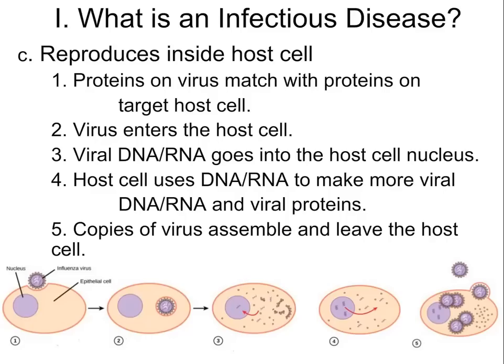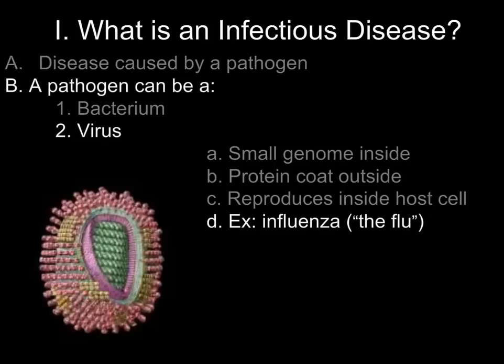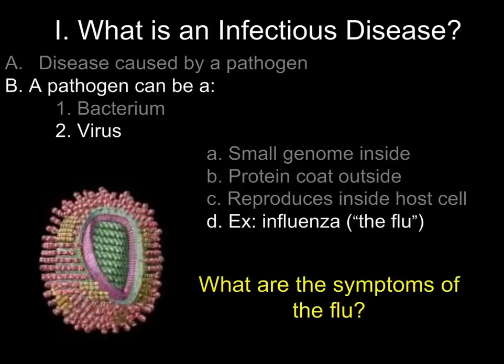Sometimes they destroy the cell, and that kills the cell, and that cell is then no longer available to function as a human cell, and that can cause consequences to the host organism. So some examples of viral infections are, of course, influenza, the flu. And now there's some things to think about when it comes to influenza, like the symptoms.